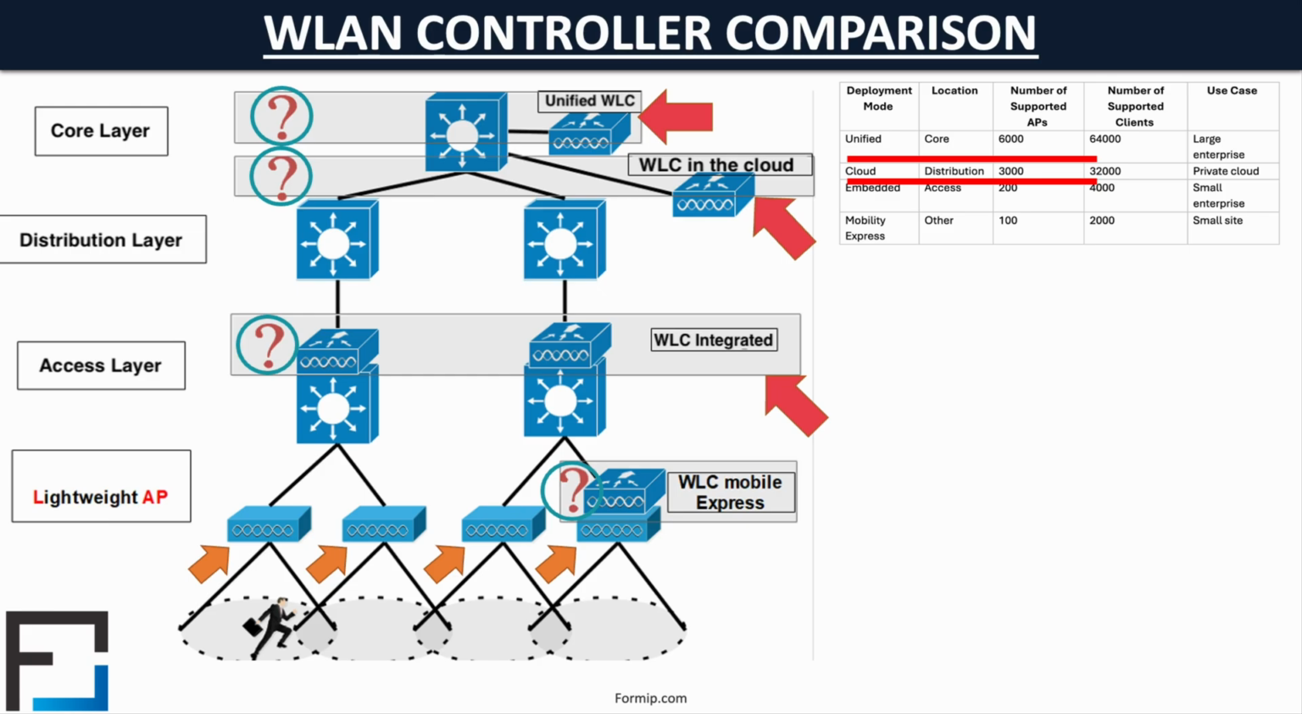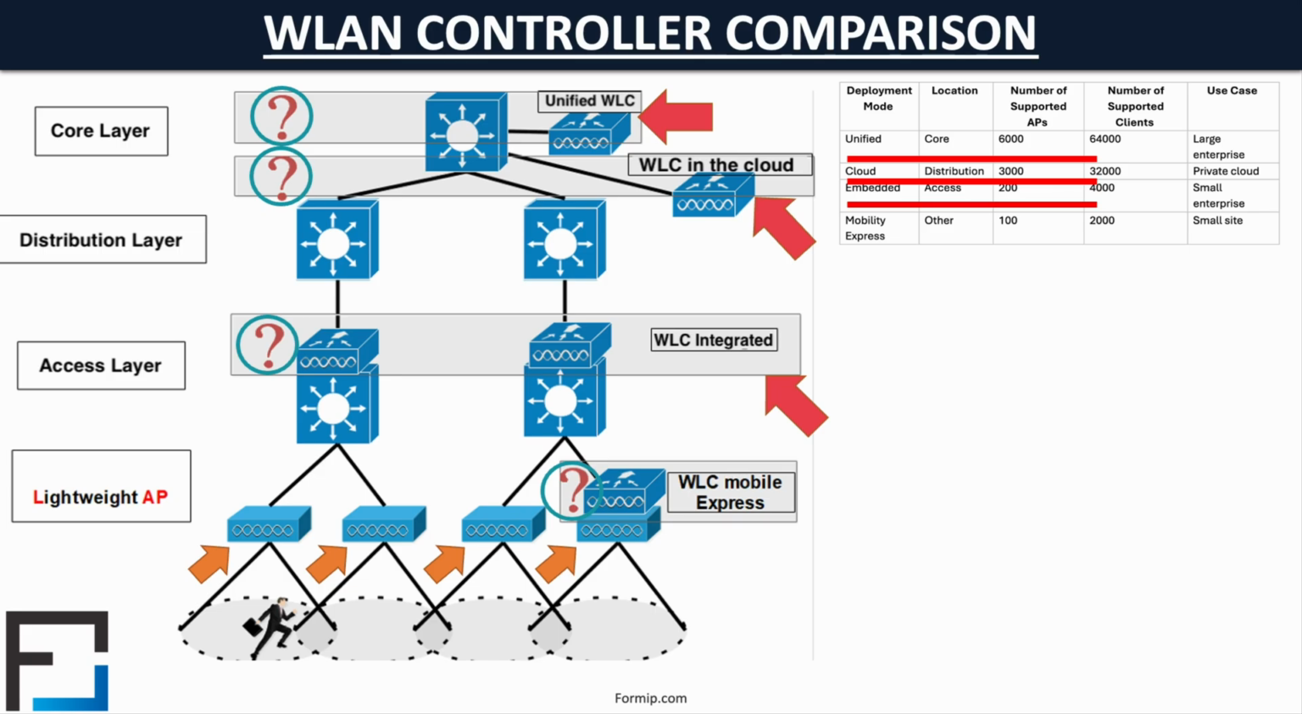For small businesses, the controller can be integrated in a stack of switches. This is called the integrated WLAN controller, because the controller is integrated into the device that switches the packets. Here, the maximum is 200 APs. This limit can be increased by embedding new controllers on another stack of switches in the enterprise.